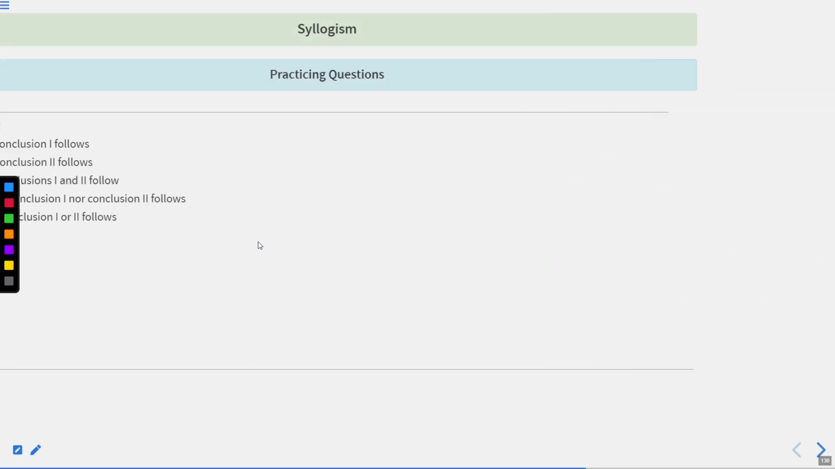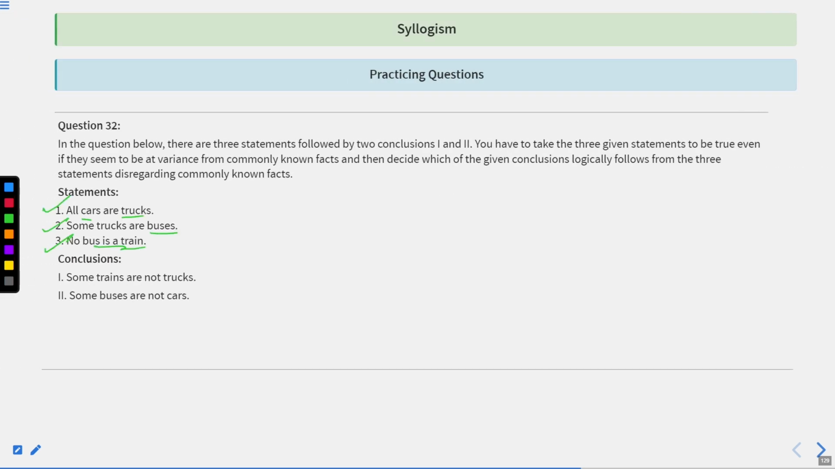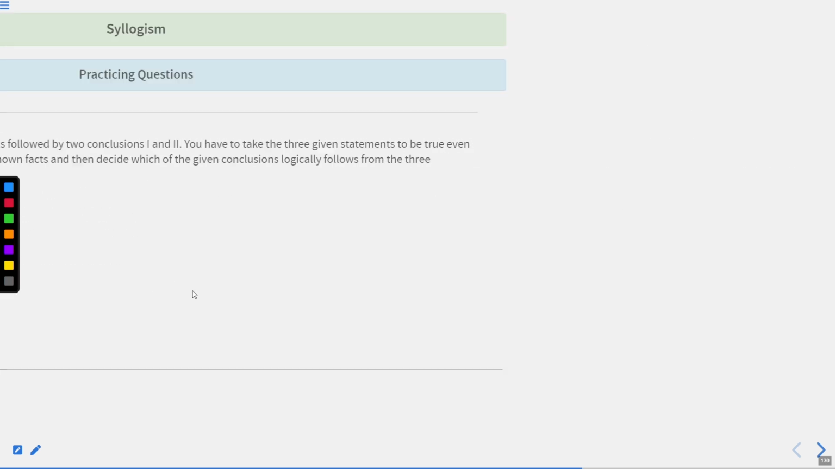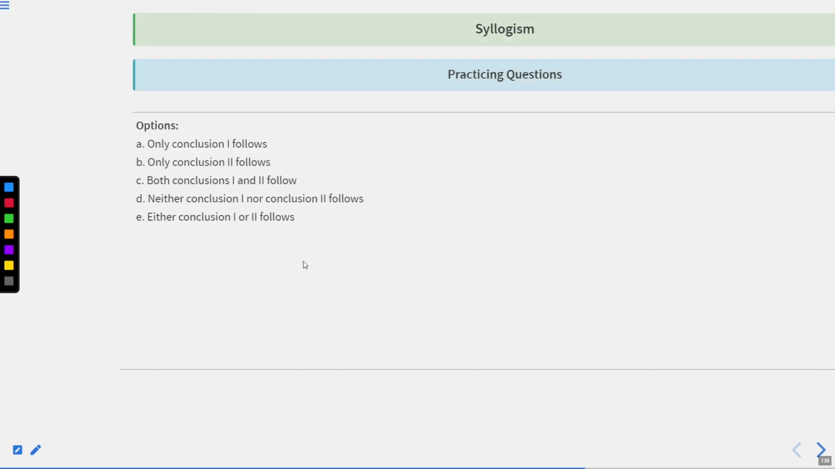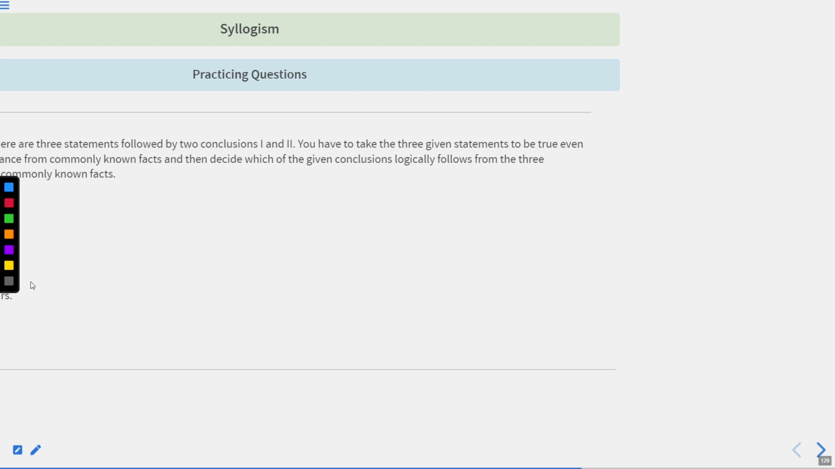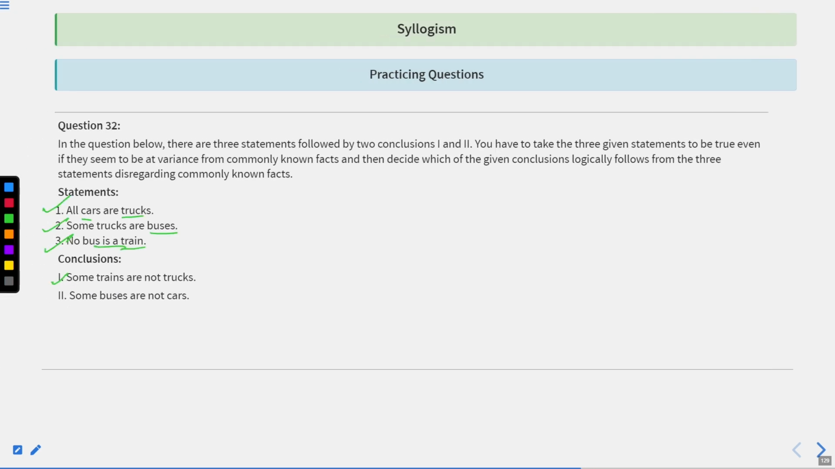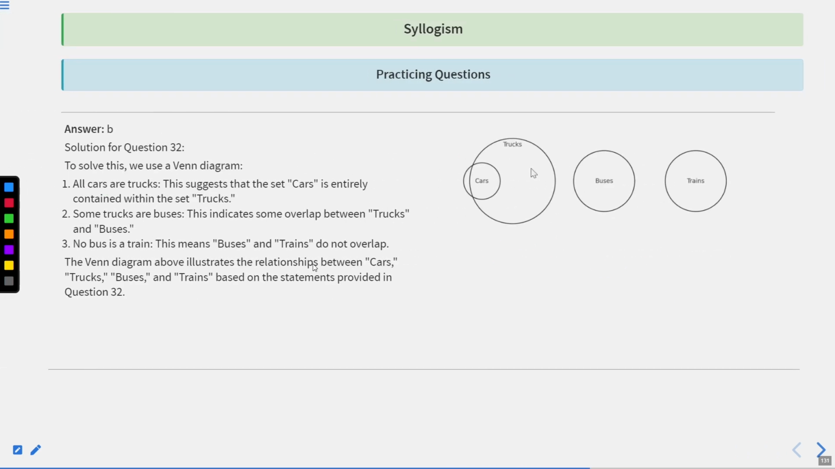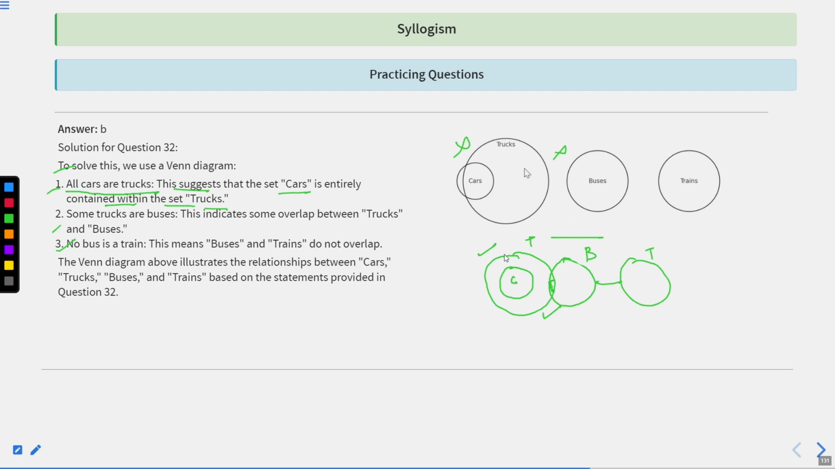Now, based on the Venn diagram, let's figure out the conclusions. Some trains are not trucks. Absolutely, because there is no relation between trains and trucks. So therefore, we can say that some trains are not trucks. Very clear, very easy. Then now, some buses are not cars. Now, obviously, we cannot come to this conclusion, my dear students, because there is no relation whatsoever that has been mentioned about cars.